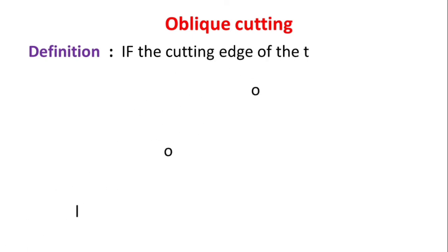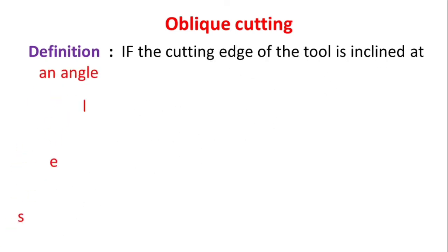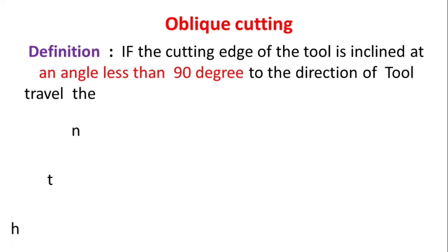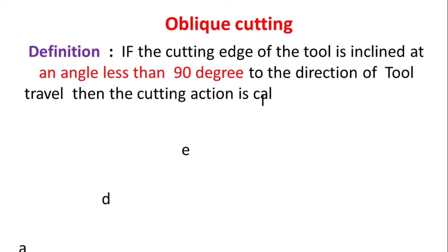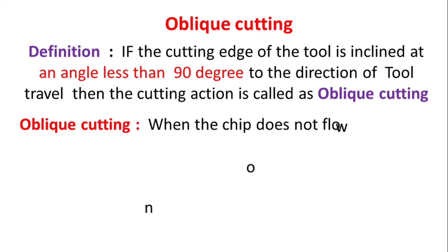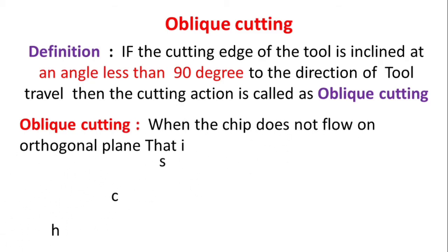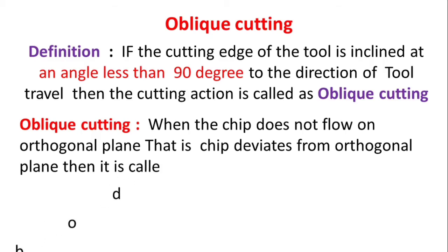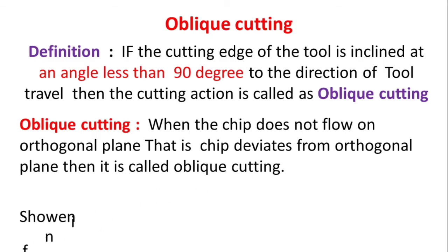Our next concept in this video is oblique cutting. First we will take definition. If the cutting edge of the tool is inclined at an angle less than 90 degree to the direction of tool travel, then the cutting action is called as oblique cutting. Second definition of oblique cutting: when chip does not flow on orthogonal plane, that is, chip deviates from orthogonal plane, then the cutting action is called as oblique cutting, as shown in figure 2.